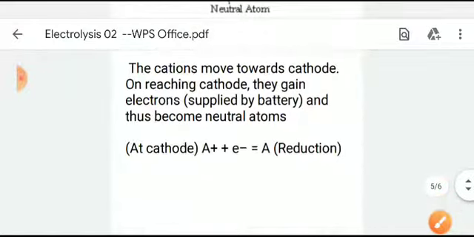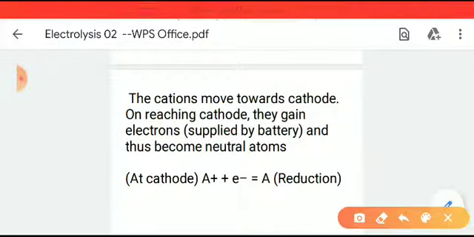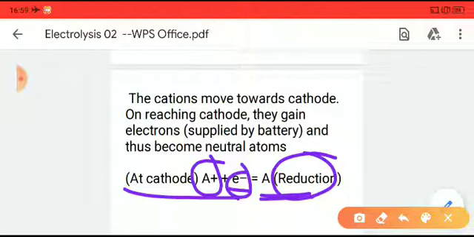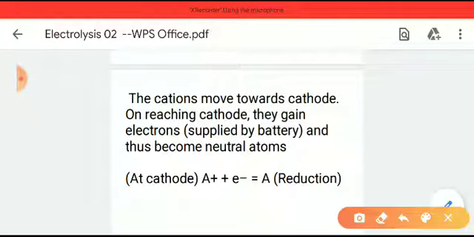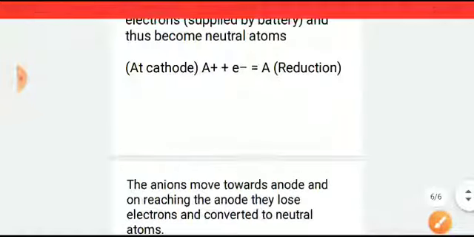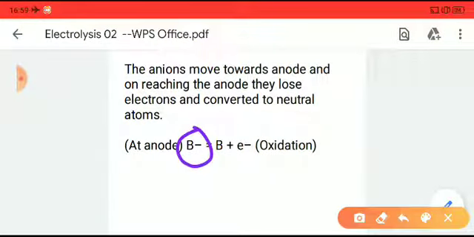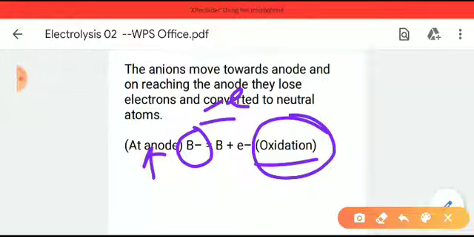Here we can say that in the cathode, the cation is going and accepting an electron and becoming neutral A. By accepting an electron it will do a reduction in the cathode. So the cation, the positively charged ion, will go to the cathode and do a reduction. Whereas in the case of the anion, that is B minus, the negatively charged anion will lose an electron to the anode and get oxidized, or do an oxidation reaction.